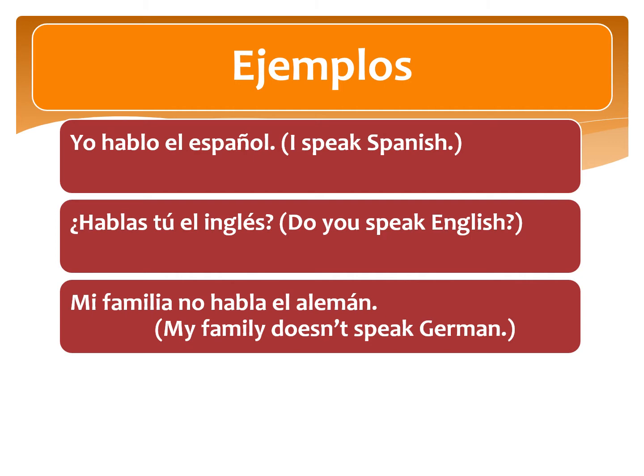So notice that mi familia, it's a group of people, it's one group. We're using the he, she, it form or third person singular form. And to make a sentence negative, you put no in front of the verb.